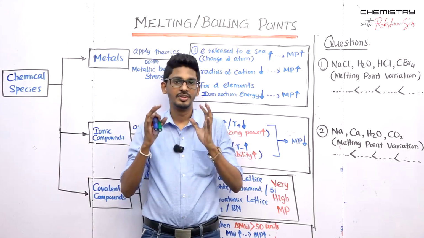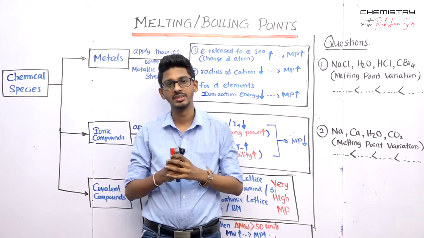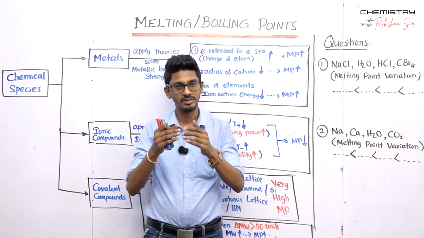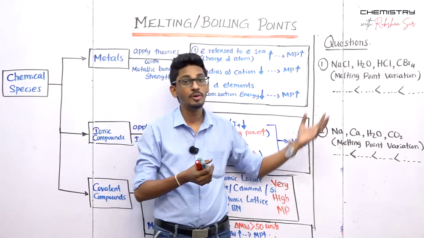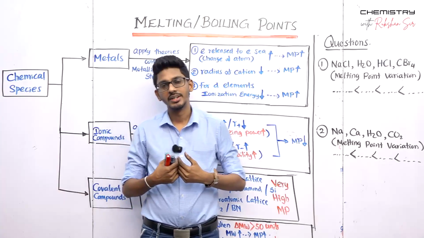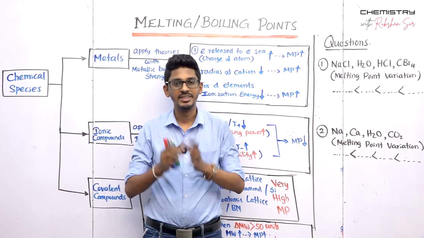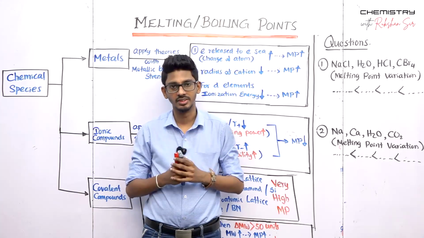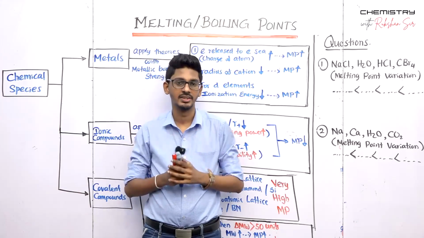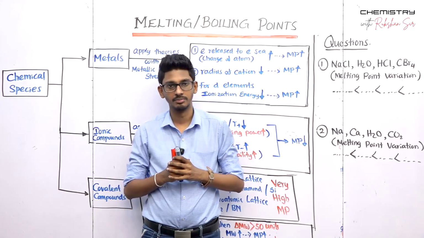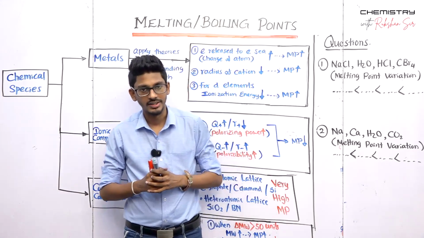First of all, when you see some compounds or chemical species which you are supposed to arrange in order of their melting points, the first thing you should do is select which kind of species you are dealing with, or which set of rules you have to apply to comment on their melting points. That is what we are going to discuss today.